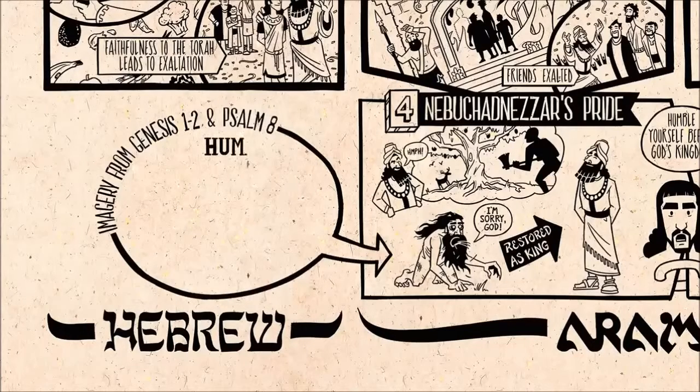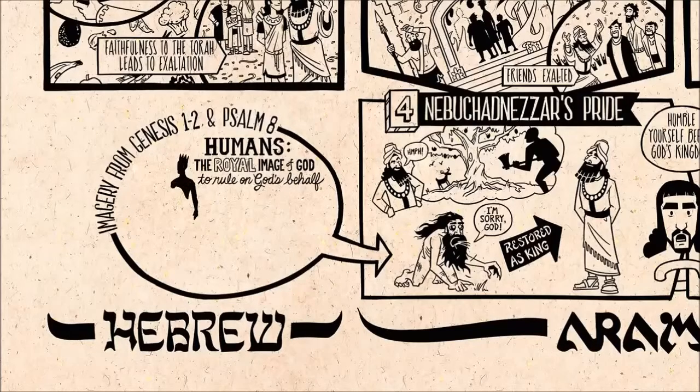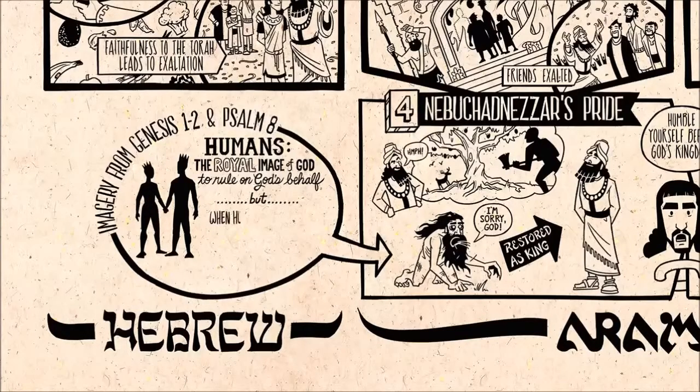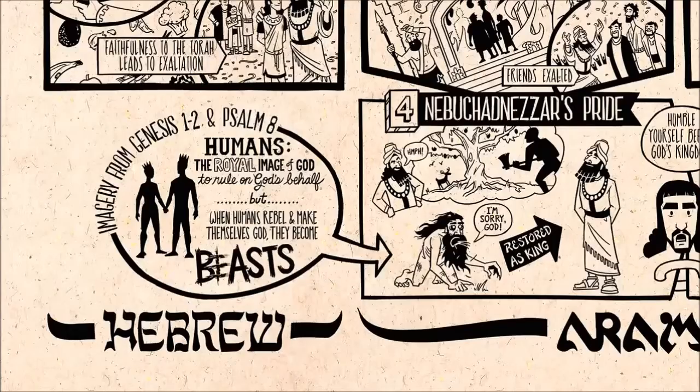where humans are depicted as the royal image of God. He's given them authority to rule over the beasts of the field and the birds of the air on behalf of God, who is the world's true king. But when human kingdoms forget that, when they rebel and make themselves and their power into a God, they become less than human, like violent beasts who will face God's justice.